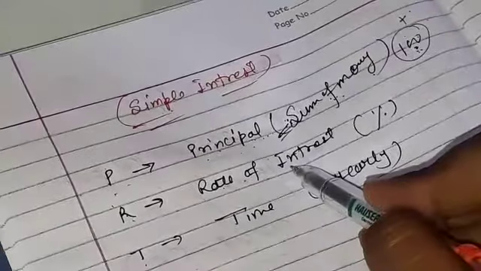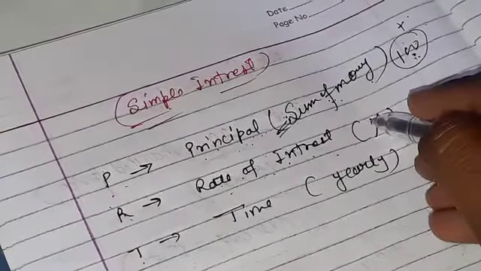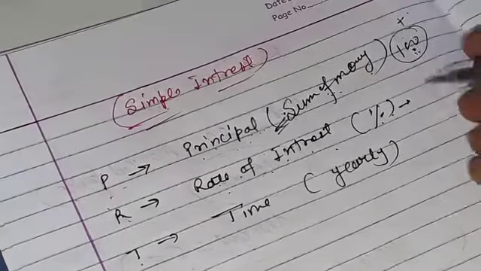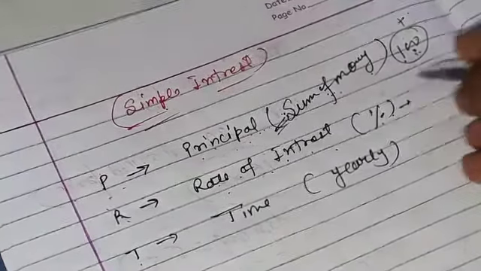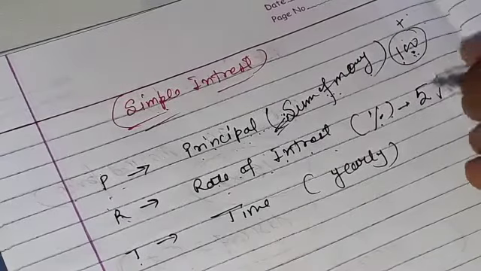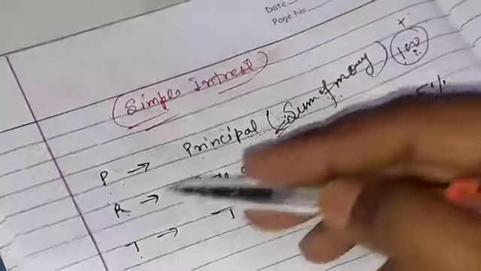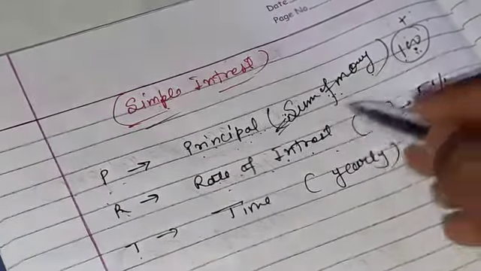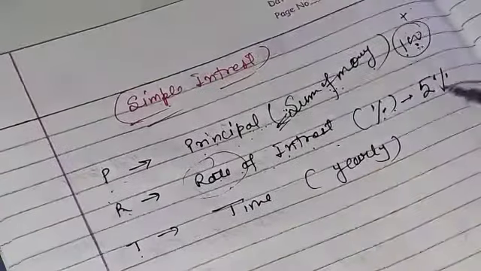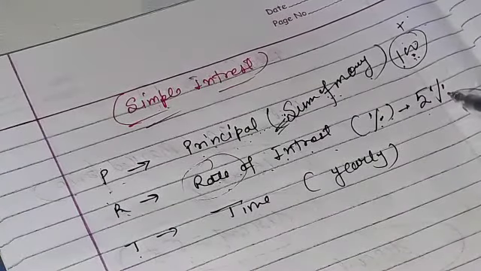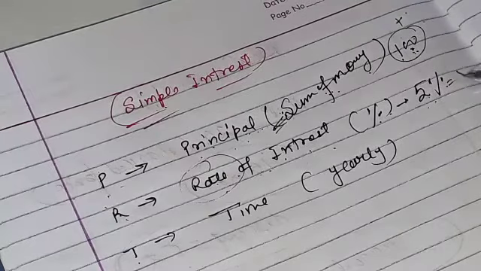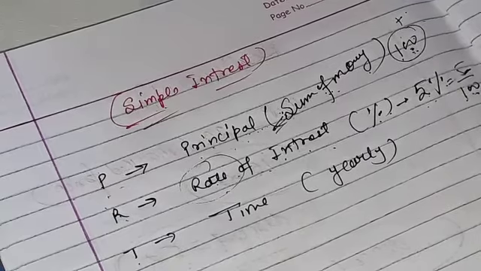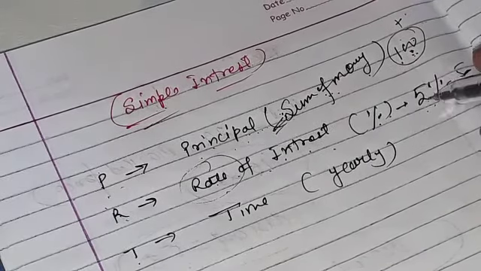Second is rate of interest. Rate of interest is always given in percentage. It's very important. Like in this 100, suppose the bank gives you a rate of interest of 5%. Rate of interest means the rate at which they give you interest. So rate is always defined by percentage. Understand, class? 5% means 5 upon 100. So for every 100 rupees they give you 5 rupees. That's why they give you the rate in the form of percentage.